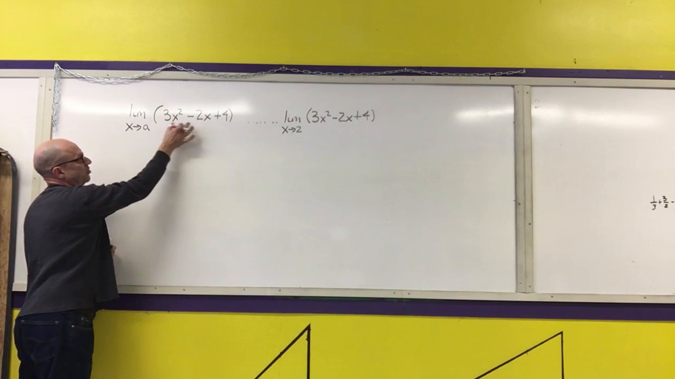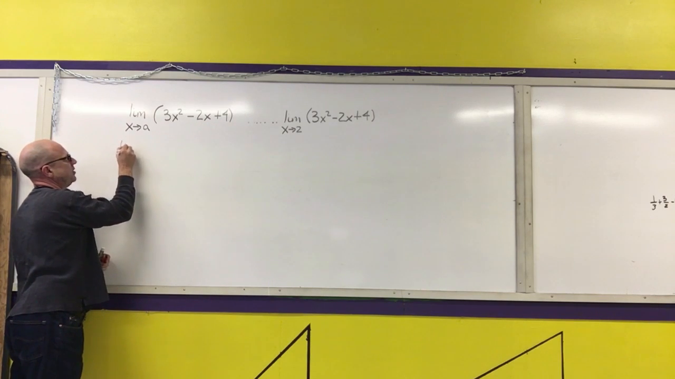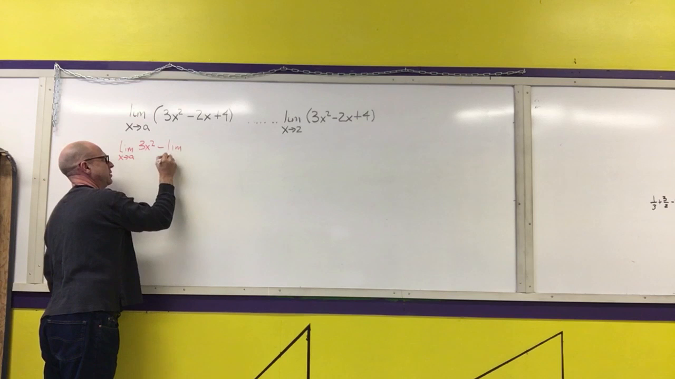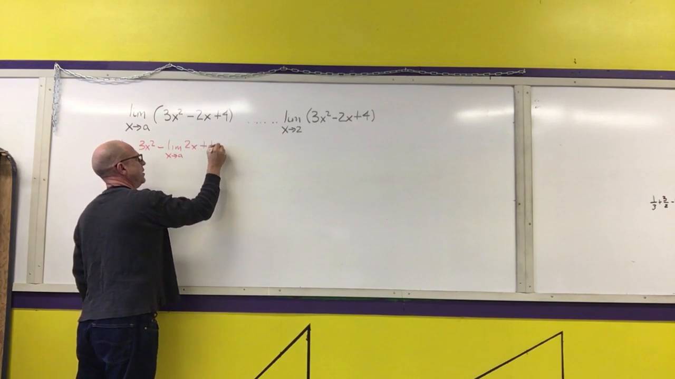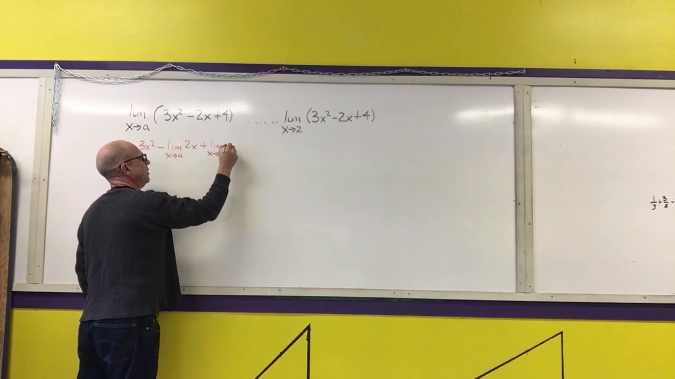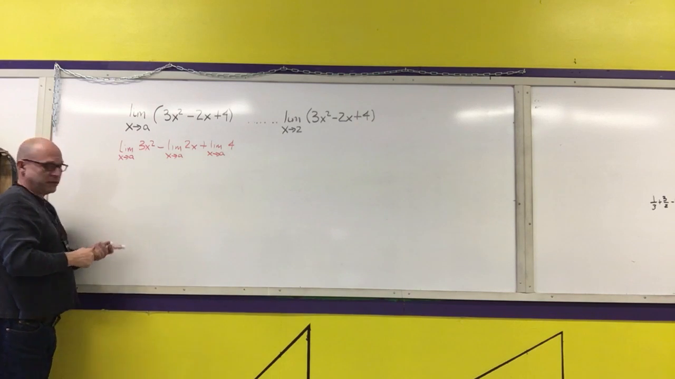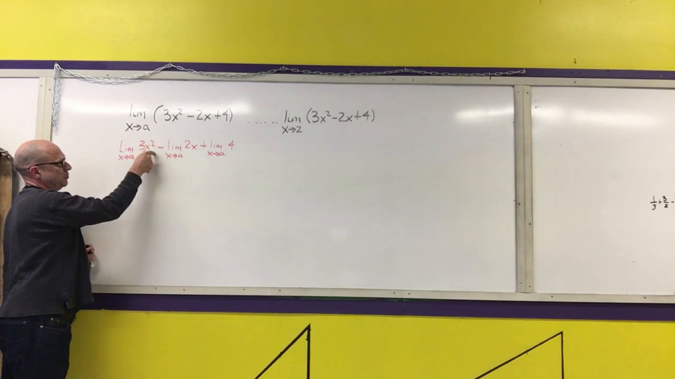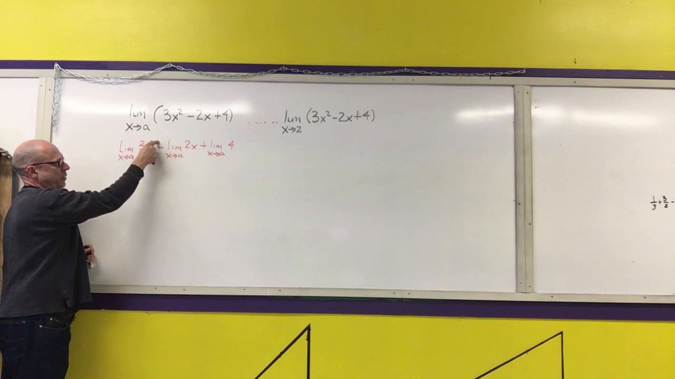So first thing I'm going to do is break each of the sums and differences up, and I'm going to write this as the limit as x approaches a of 3x squared minus the limit as x approaches a of 2x plus the limit as x approaches a of 4. Well, we have some properties that we can use to simplify this. The first one is this is a constant times a function, so we're going to pull that constant out. And this is a power, and we know what the limit of a power is.